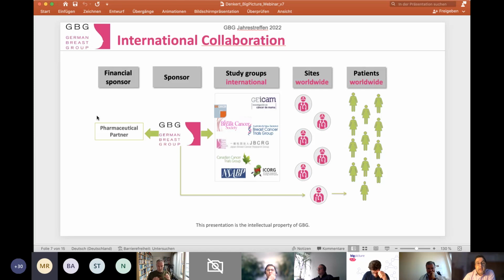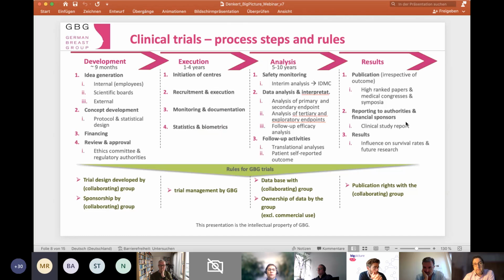So the financial sponsor will typically be a pharmaceutical partner, but the sponsor for the clinical trial will be the German Breast Group, which is interacting with many national and international study groups with sites worldwide and recruiting patients from clinical trials in Germany, Europe, and worldwide. And it's very important to open this resource to translational research, and now also in Bigpicture to research related to digital slides, to digital pathology, and to machine learning algorithms.